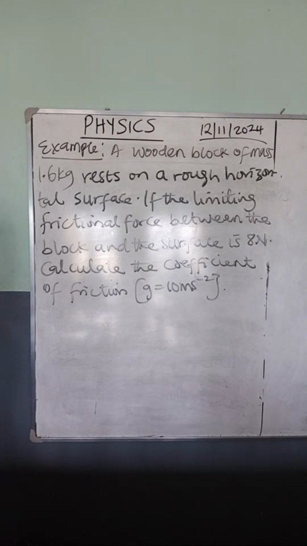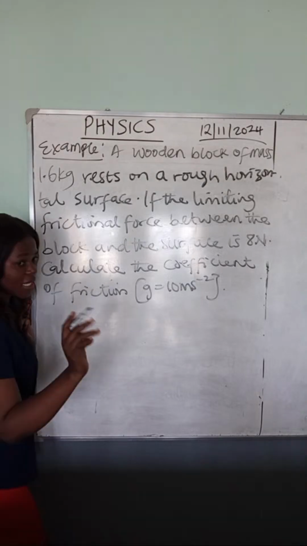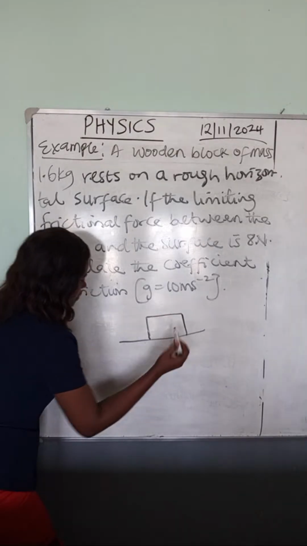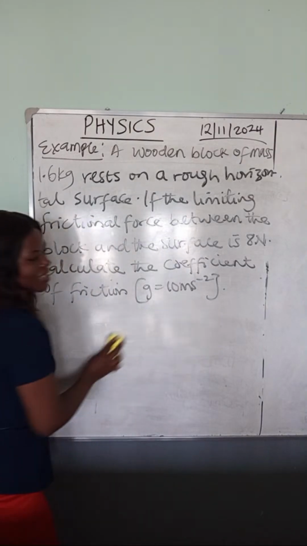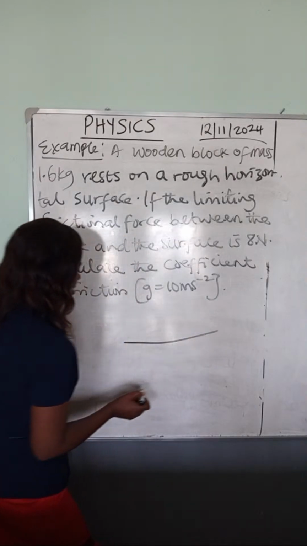A wooden block of mass 1.6 kilogram rests on a rough horizontal surface. If the limiting frictional force between the block and the surface is 8 Newton, calculate the coefficient of friction. We are giving g to be 10 meters per second squared. Now, if I use a sketch to explain this, I have this. And then it's horizontal, straight.